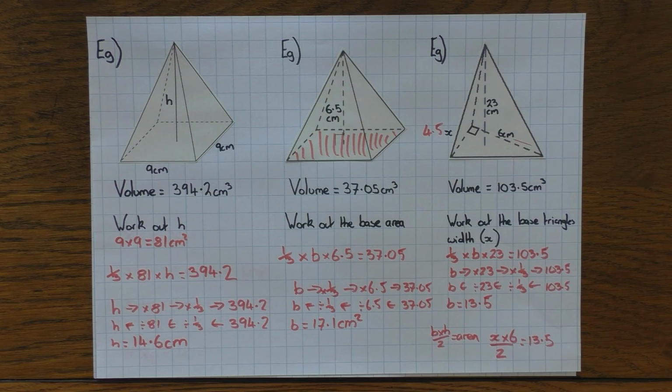Okay, guys, so that's volume of a pyramid with the square, the rectangle, and the triangle. So hopefully that helps, especially with some of these missing lengths down here.